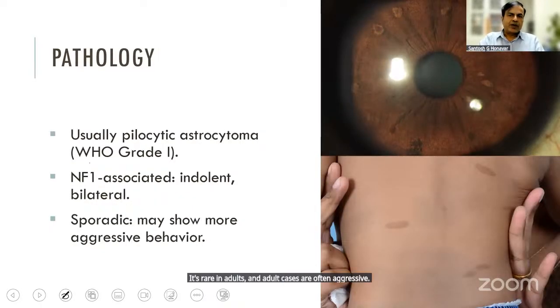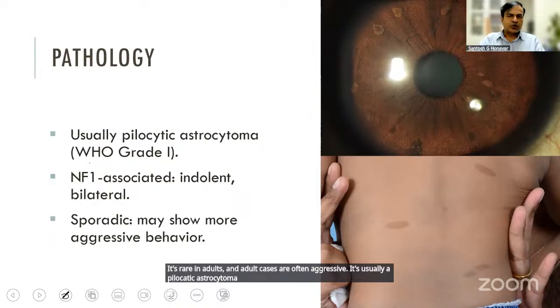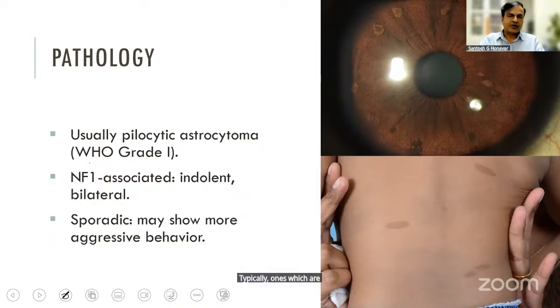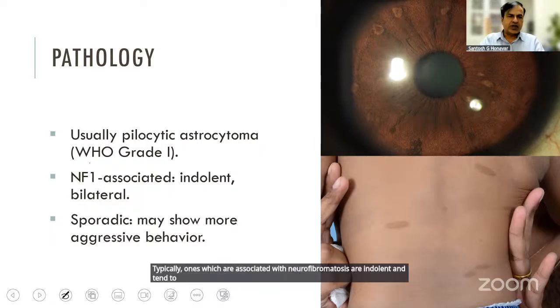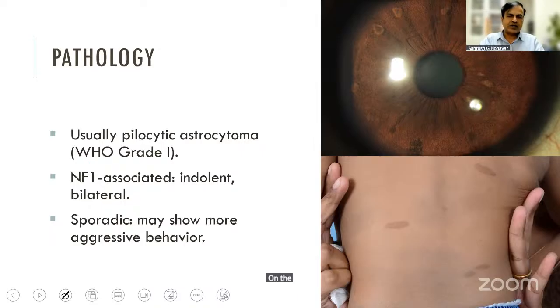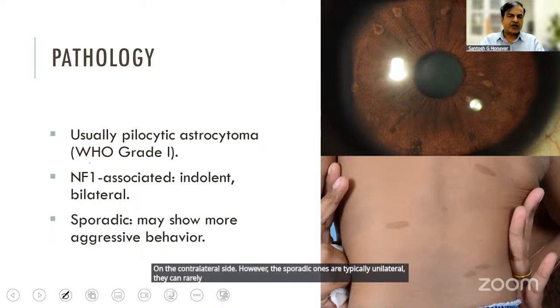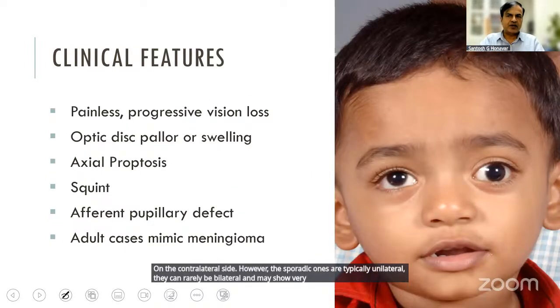It's usually a pilocytic astrocytoma, WHO grade 1. Typically, ones which are associated with neurofibromatosis are indolent and tend to be bilateral, and they could be bilateral asymmetrical, with a very subtle optic nerve glioma on the contralateral side. However, the sporadic ones are typically unilateral. They can rarely be bilateral and may show very aggressive clinical behavior. I'll elaborate on that a little later.